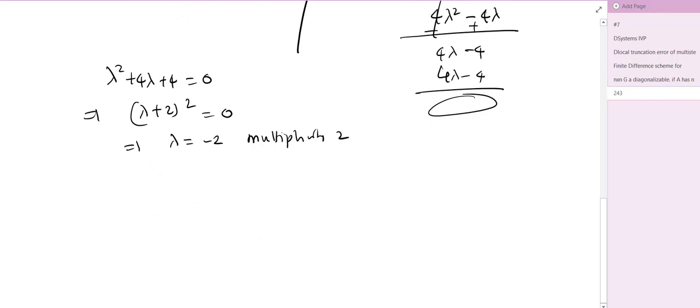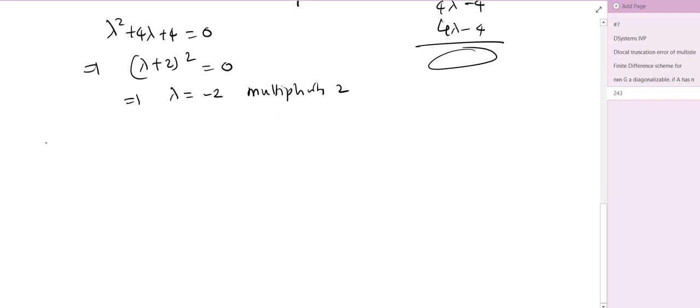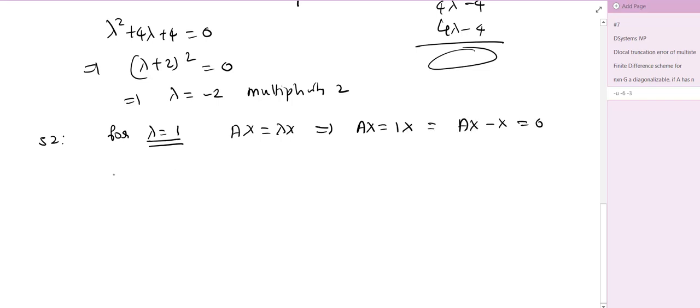So therefore now we have got two eigenvalues, lambda is equal to 1 and lambda is equal to 2. So hence we have to find out the eigenbasis or the eigenvector, that is your step 2. So for lambda is equal to 1, as we have discussed, it should be Ax is equal to lambda x. This implies Ax is equal to 1 into x, or Ax minus x is equal to 0.